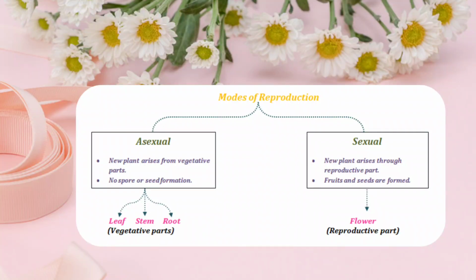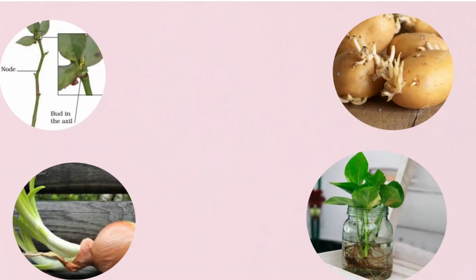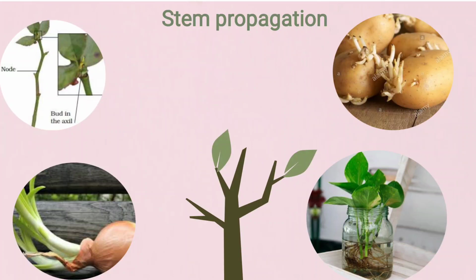So that's why there are two types of reproduction methods. One is asexual reproduction, the second one is sexual reproduction. In the asexual reproduction process, only a single parent is involved, and here no seeds are formed. And there are varieties of asexual reproduction methods: budding, fragmentation, vegetative propagation, and spore formation. Let us see the next slide about stem propagation, that means vegetative propagation.